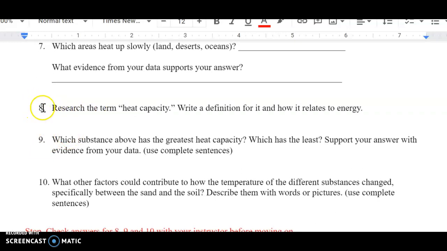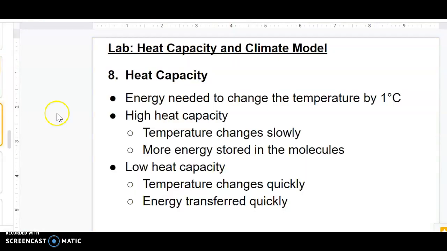But when you get to number 8, here's the thing. Number 8 says research the term heat capacity. Here's the definition for heat capacity. I want you to write it in for your answer for number 8. Heat capacity is the energy to change the temperature of a substance by 1 degree Celsius.